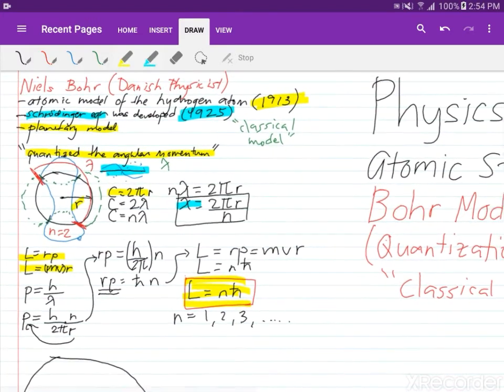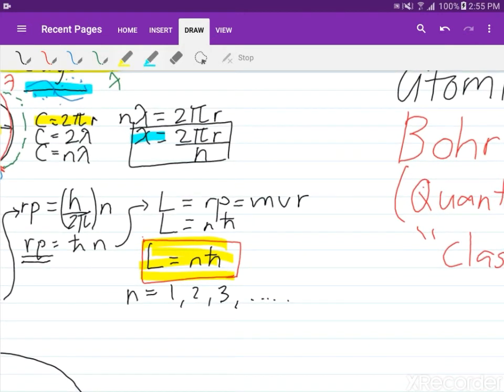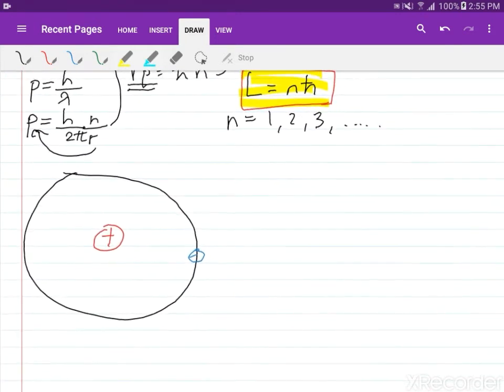Recall that in the first part, we determined that the angular momentum of an electron orbiting the nucleus of a hydrogen atom is given by this equation: L equals an integer n times h bar. So we say that the angular momentum of a particle is quantized by h bar amount.